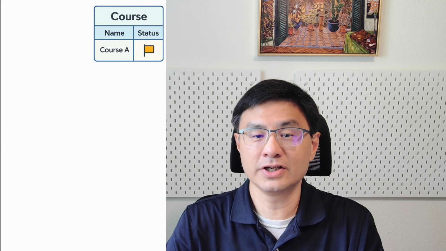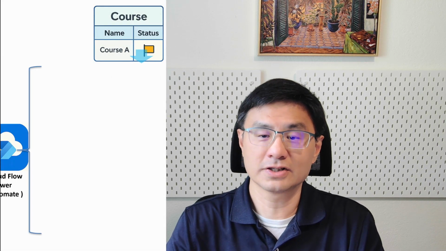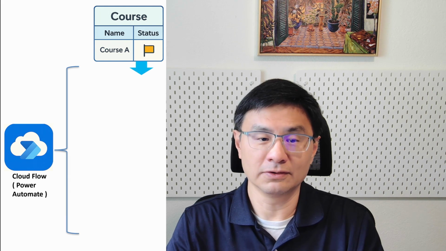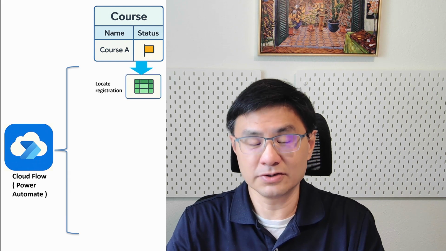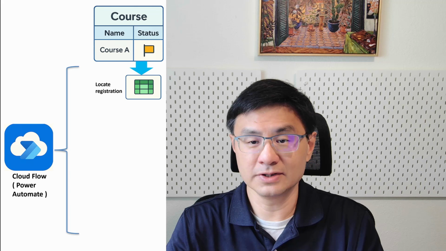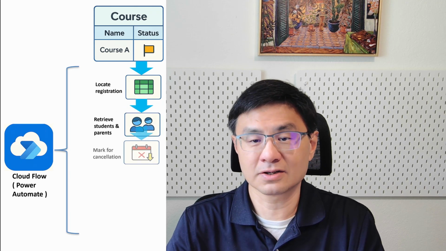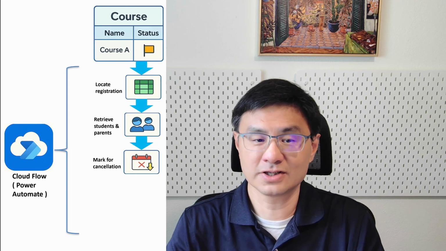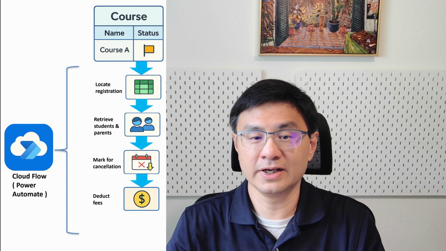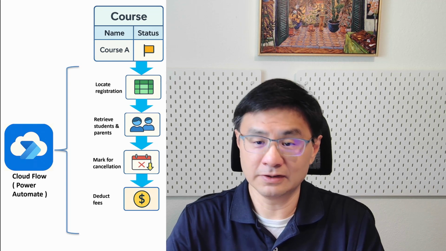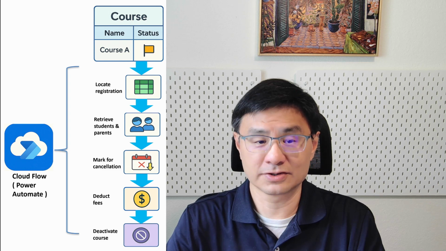Typically, you would change a flag column in the course table, then trigger a cloud flow that locates the registrations, retrieves the associated students and parents, marks the registrations for cancellation, and deducts the corresponding fees so that the adjusted due amount is actually reflected in front of each parent. Finally, it deactivates the course.